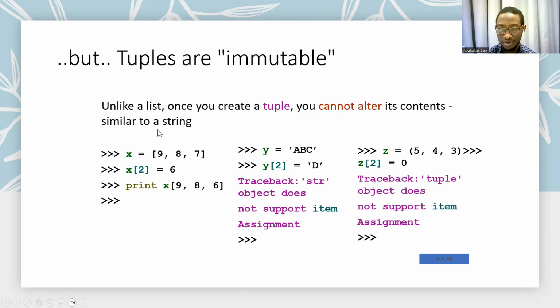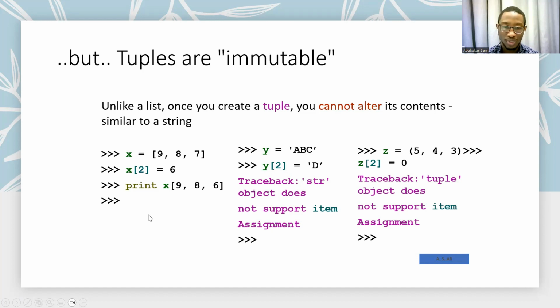Just like a string, you cannot alter the content. For example, if this is a list 9, 8, 7, we can change the element at index 2, which of course is 7, to 6, and you can print it out and you will see it becomes 9, 8, 6. But for string ABC, you cannot say I want to change C, which is at index 2, to D. Wrong. Same thing with tuple 5, 4, 3. You cannot say I want to change the element at position 3, which is index 2, to 0. Doesn't work. So you cannot alter its content.